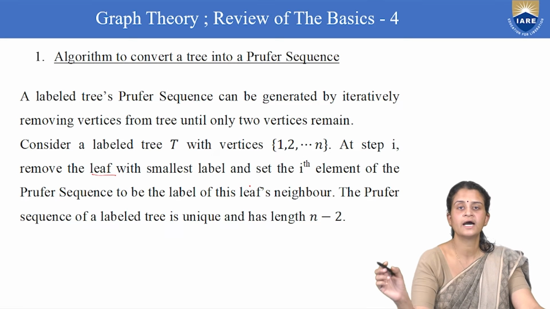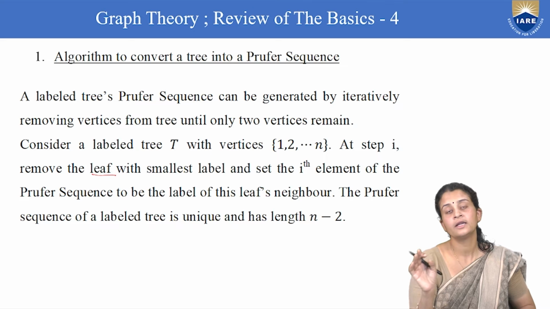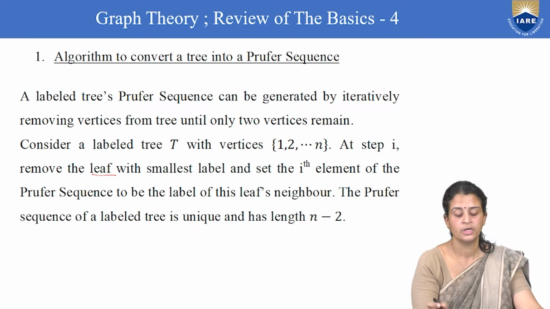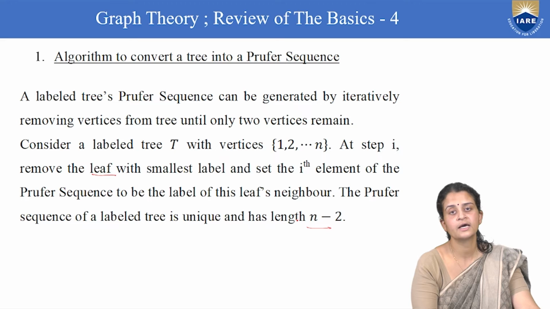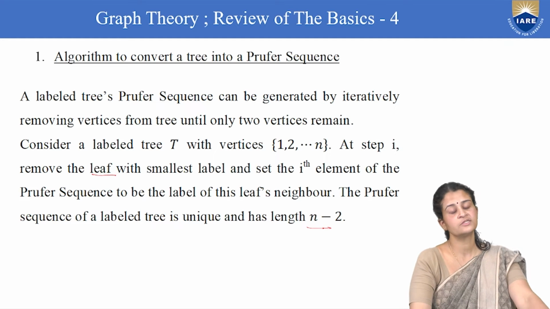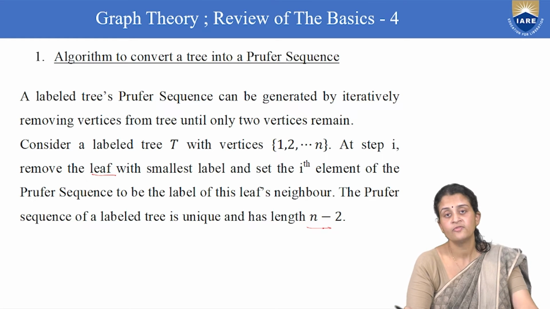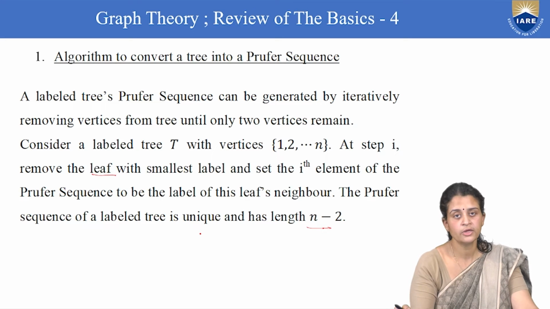That is, you have to put the ith element of this sequence as the label of the neighbor of the leaf which we are removing. The Prüfer sequence of a labeled tree is unique and has length n minus 2. If we are given a tree with n vertices, we will get a unique sequence of length n minus 2. This Prüfer sequence of a given tree will always be unique. But while considering minimal spanning trees, will it be unique always? No. But the Prüfer sequence of a given tree will be unique.